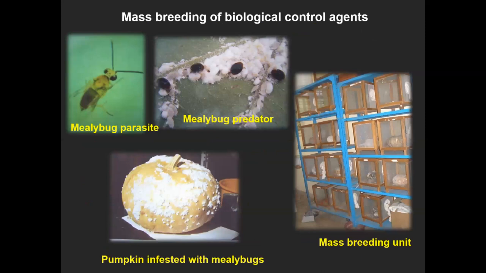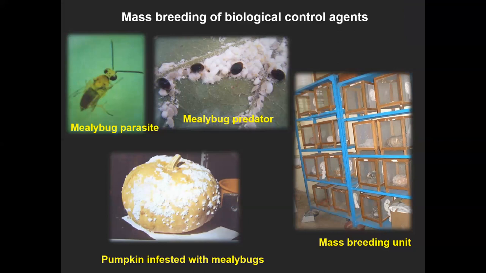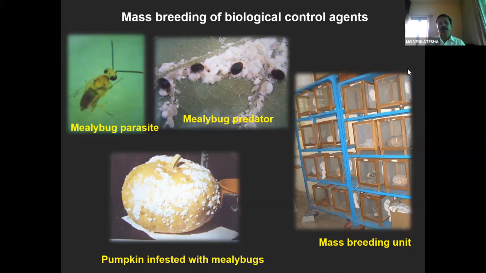So you know, when you import these parasites or predators from other countries, exotic predators or parasites, they can be multiplied in the laboratory. First the mealybugs are multiplied on pumpkin, and then we release these parasites or predators on this pumpkin and keep them in cages, and multiply them. When they multiply, a large number of the parasitoids or the larvae of these predators are available, and they can be released in the field for the control of the mealybugs. So the mass breeding of mealybugs is always important in case of exotic biocontrol agents.